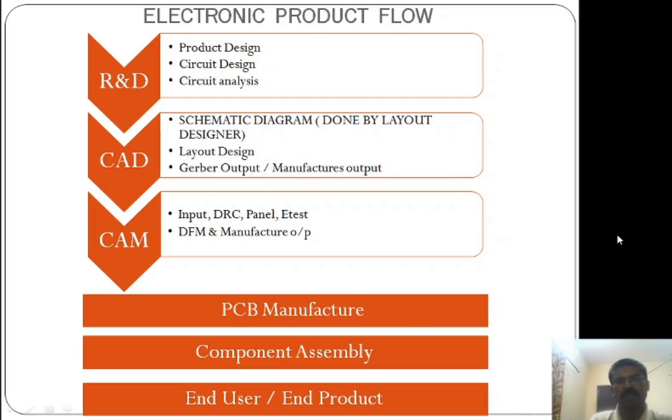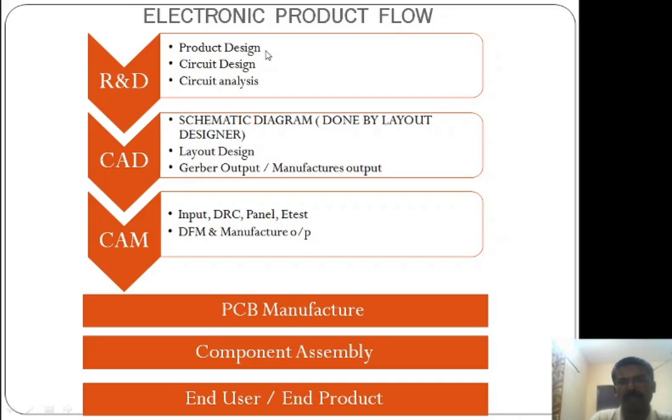Next, see the electronic product flow. What is the electronic product flow? How does it start? Any electronic product starts from R&D, next CAD, CAM, and manufacturing assembly, and it comes to the end users as the end product. So first, to start with R&D, see the product design.